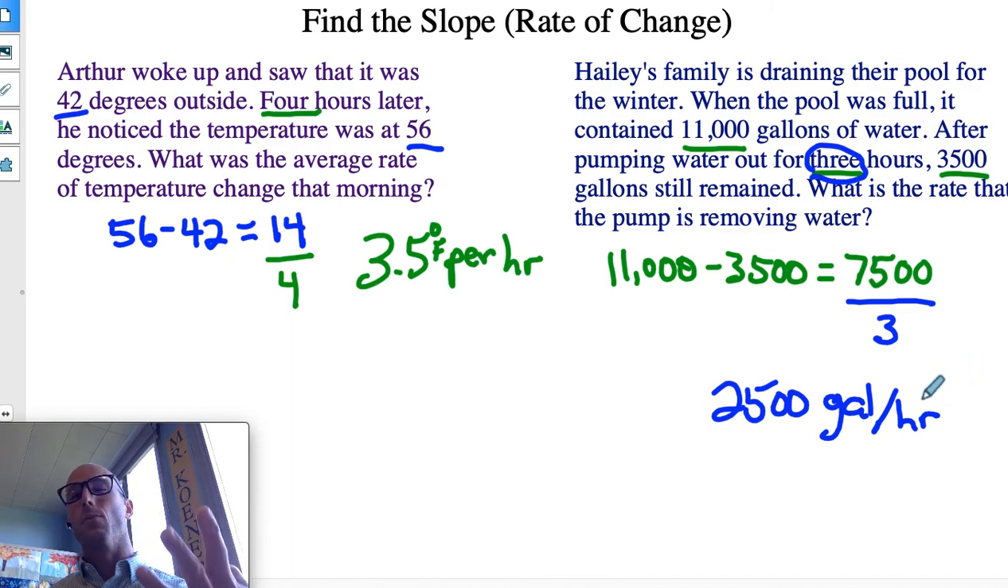Those are the 4 different ways that we can look at a mathematical model, or a function, and find that value that we refer to as the rate of change or the slope. All right, there you go.